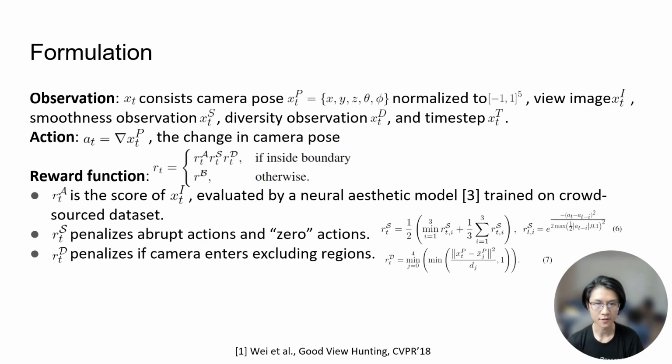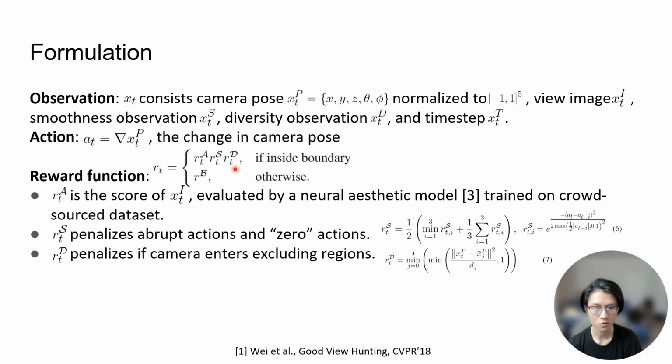We formulate the aesthetic view sequence generation task as the following. The agent observes the camera pose, the camera view image, observations for smoothness and diversity, and time step. Its action space is the change in camera pose. Its reward function includes the aesthetic score and the smoothness and diversity scaling factors.